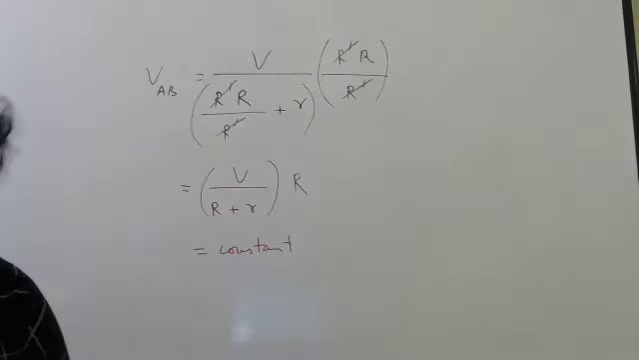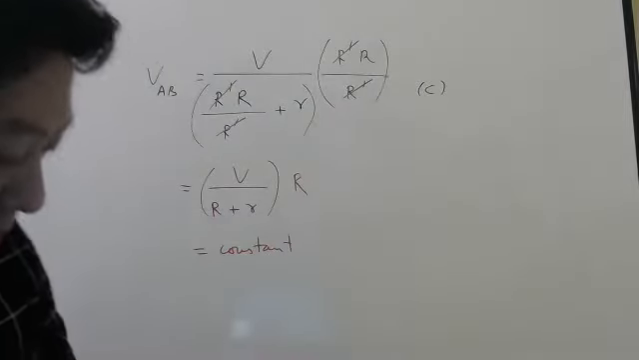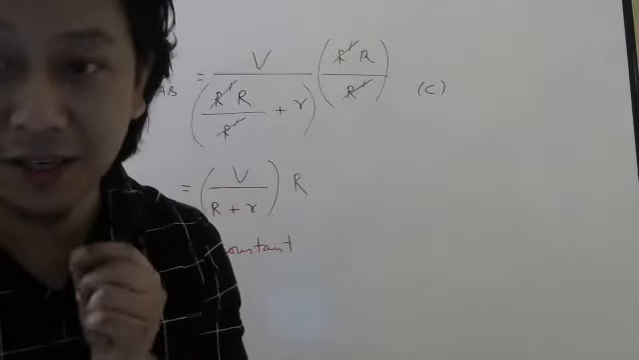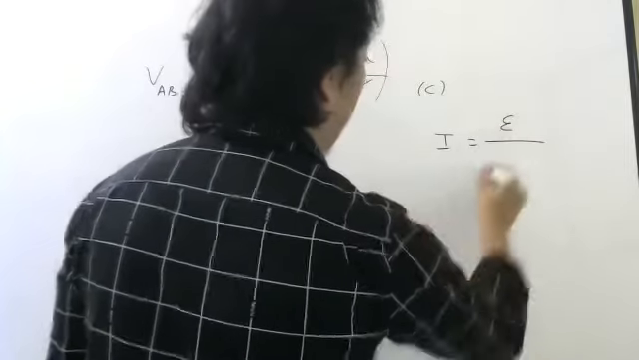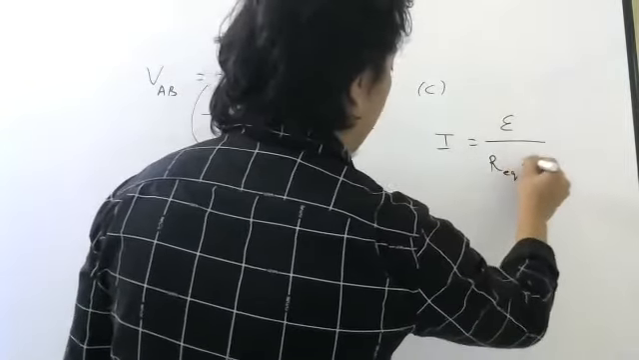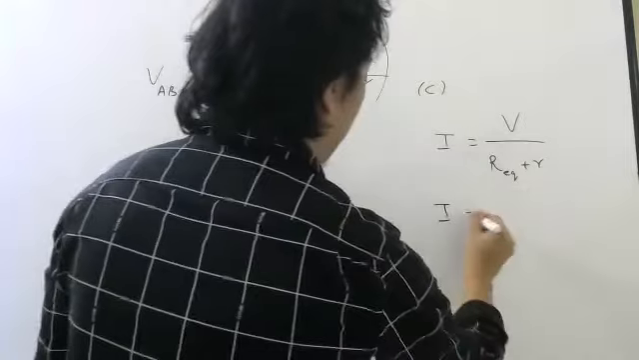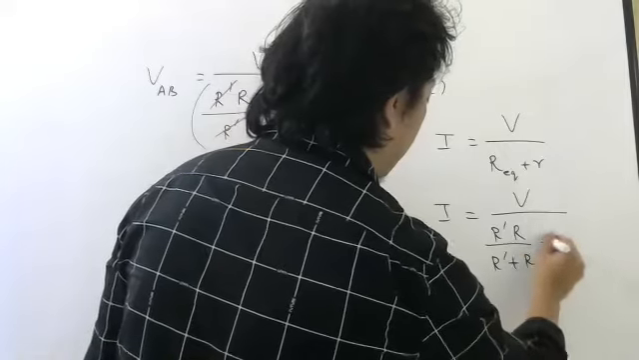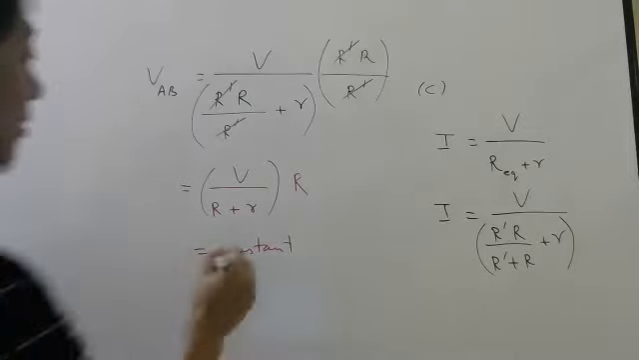Let us see option C now. In option C, they are saying current through R dash is nearly constant as R dash is varied. Now, what was the formula for current I wrote? E by R equivalent plus small r. E means V here. And R equivalent, what did we write? R dash into R, by R dash plus R. Okay, now listen carefully.